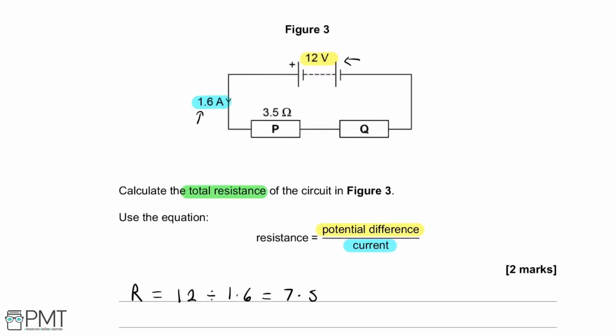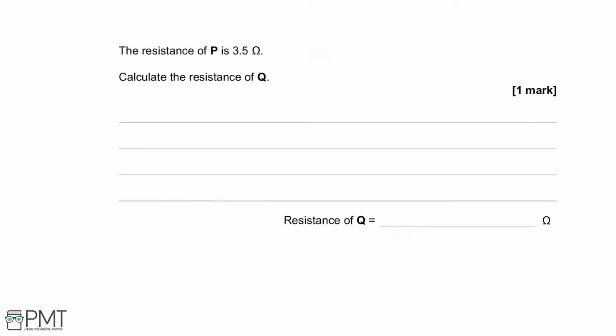Part 2. A student built the circuit shown in figure 3 and you can see figure 3 on the screen. Calculate the total resistance of the circuit in figure 3. Use the equation resistance equals potential difference divided by current.